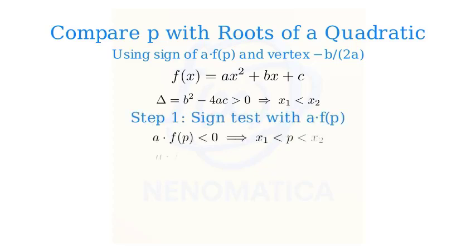Step 1. Compute f of p, and multiply by a. If a times f of p is negative, p is strictly between the two roots. If a times f of p is positive, then p lies outside the interval from x1 to x2.